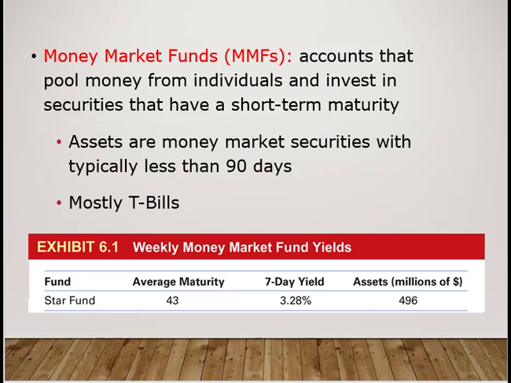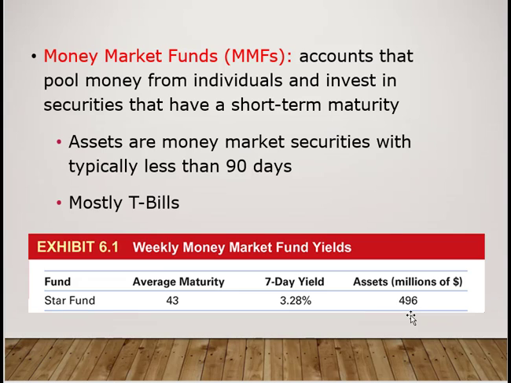We also have money market mutual funds. Again, this is an account. It's a pool of money from individuals. The money market mutual fund invests these in short-term maturity assets, typically 90 days or less, mostly treasury bills. Here's an example of the STAR fund. The average maturity in the fund is about 43 days. In this case, the 7-day yield is 3.28%. And they have about $496 million in this particular money market account. So again, this is just another place to put your money. It's essentially a mutual fund of sorts.